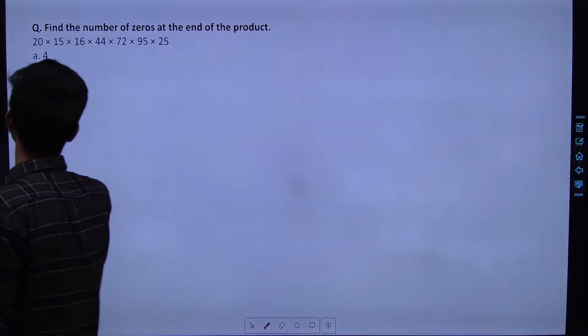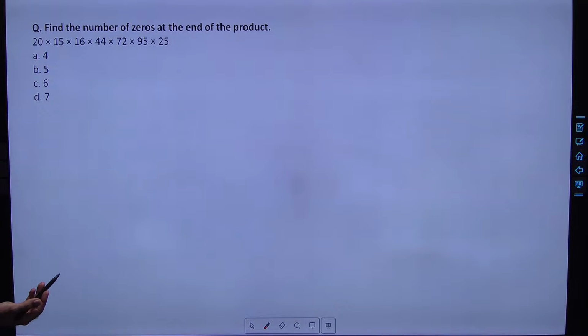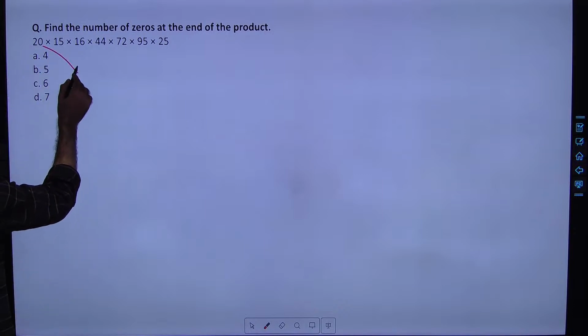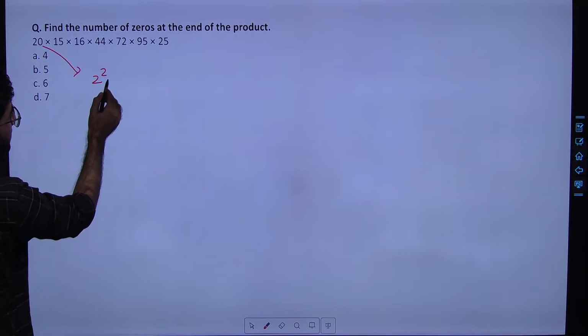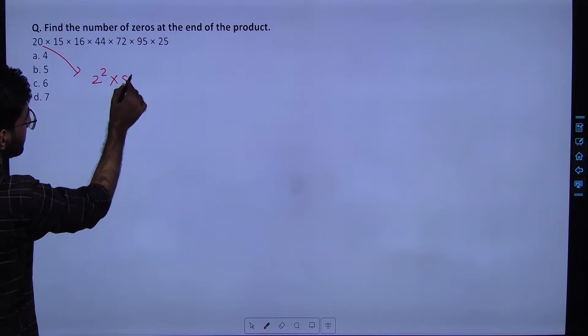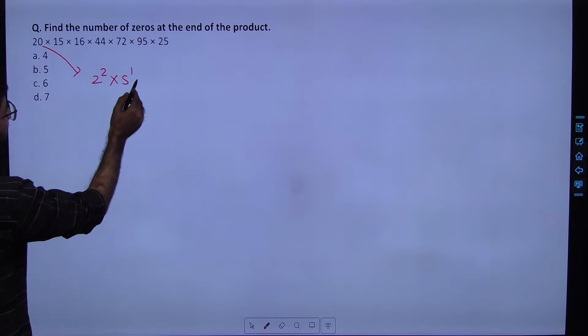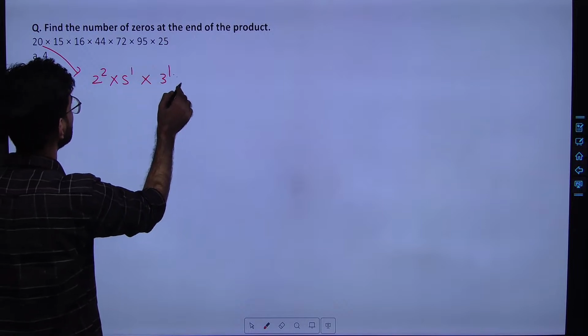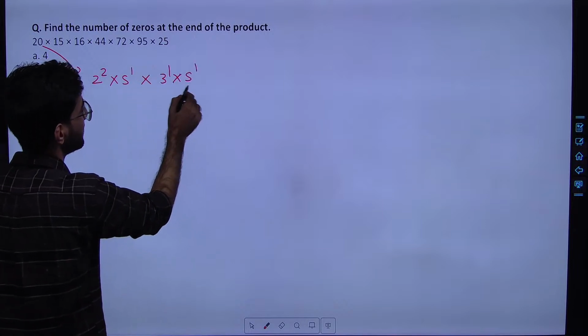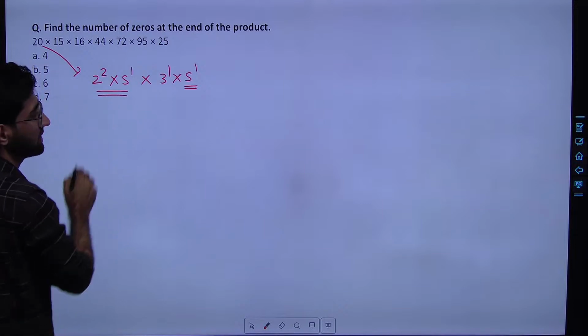See, 20 is equal to 4 into 5, means 2 square into 5 to the power 1, right? So basically, you can write 20 as 2 square into 5 to the power 1. Then in 15, there is one 5. Although we can write it directly as 3 to the power 1 into 5 to the power 1, but there is one 5 in 15, right?